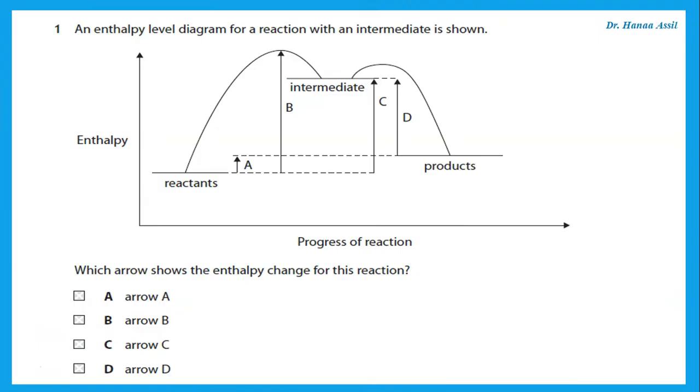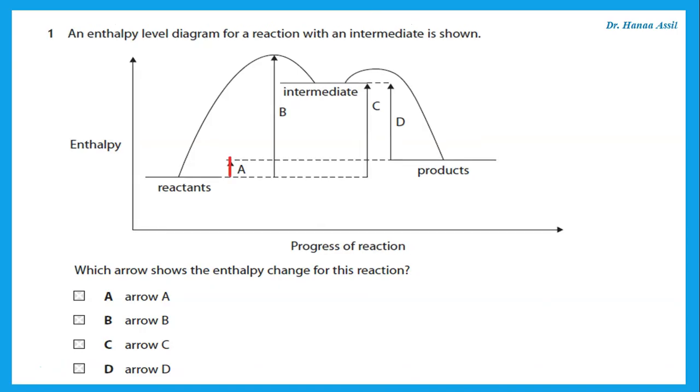This was the first question: an enthalpy level diagram for a reaction with an intermediate is shown. Which arrow shows the enthalpy change for this reaction? Now, remember that the enthalpy change, delta H, is the difference in energy between reactants and products. So you should realize that the arrow labeled A is the delta H for this reaction. If we look at the other arrows, please also remember that arrow B would be the activation energy.